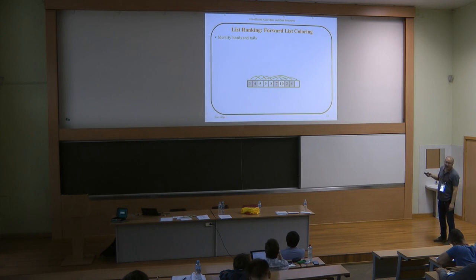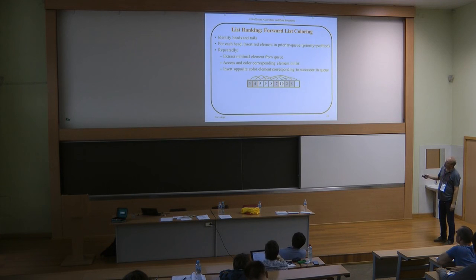I find all the heads, that's 3, 4, and 7. I put elements corresponding to them in the priority queue. Now, I repeatedly extract the minimum. The minimum first is 3. I color it red, and I insert the successor in the priority queue colored the opposite color, blue. The next thing I get out of the priority queue is the 4. I color it red, and insert successor 9 in the priority queue with blue. The next thing I get out is 5. I color it blue, and insert its successor in the priority queue with red. And I continue doing this. What happens, as you can see, is that I actually traverse this list just going forward, right?